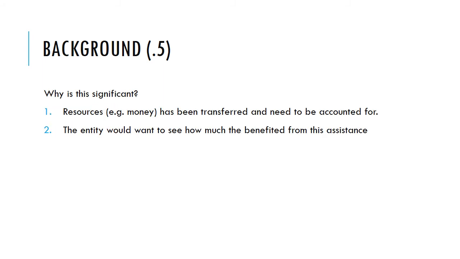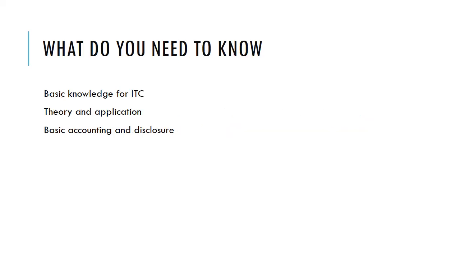So why is this significant? Okay, and what is the accounting implications for us? Resources, for example, money has been transferred and it needs to be accounted for. So we have this economic event. The entity receives money from the government. However, they have to send their workers for training. Okay, so the entity would want to see how much they benefited from this assistance. So they've received money from the grant and they've paid money for the training, and they wish to see what is the benefit for them.